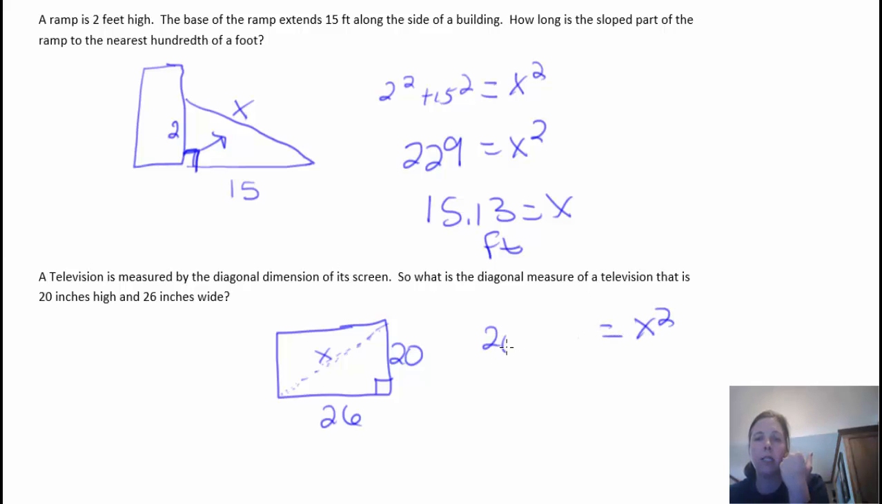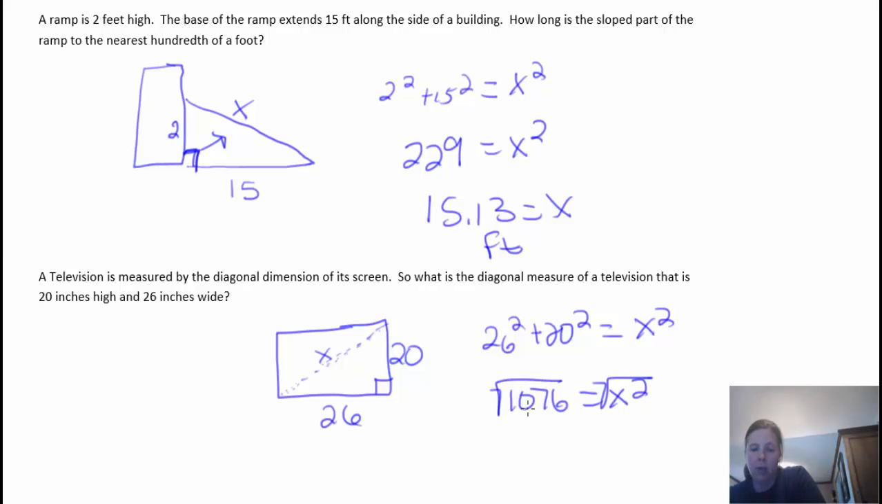So 26 squared plus 20 squared. So in your calculator, 26 squared plus 20 squared equals 1076. Don't forget to then take the square root. Always take the square root. So this is about 32.8 inches.